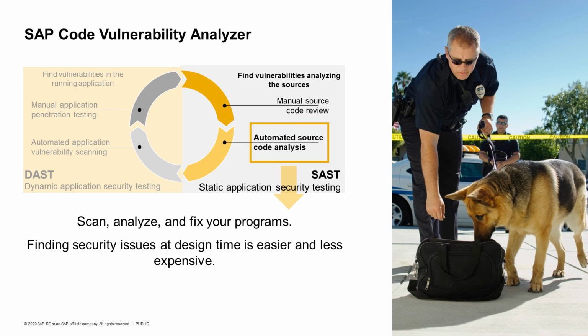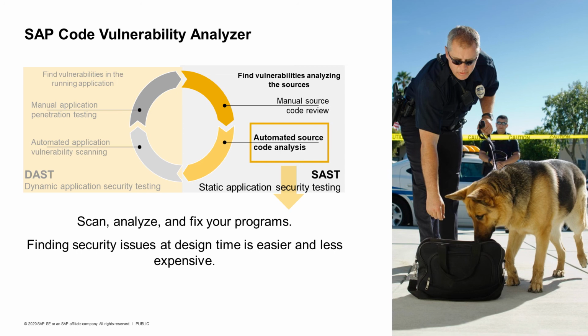From a vulnerability perspective, it's also important to look at your custom code before it gets put out in the production system. So SAP offers SAP Code Vulnerability Analyzer, which is a static application security testing tool that automates the testing through your source code, scanning for OWASP top 10, SQL injections and different types of attacks on your ABAP code before it gets put into production.